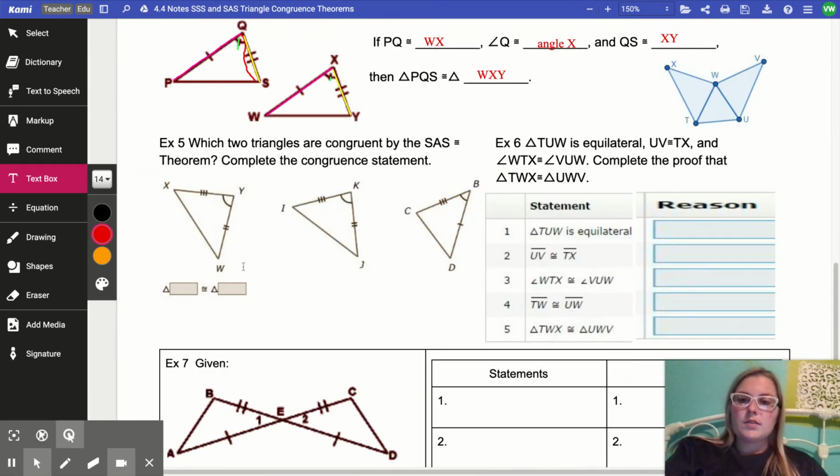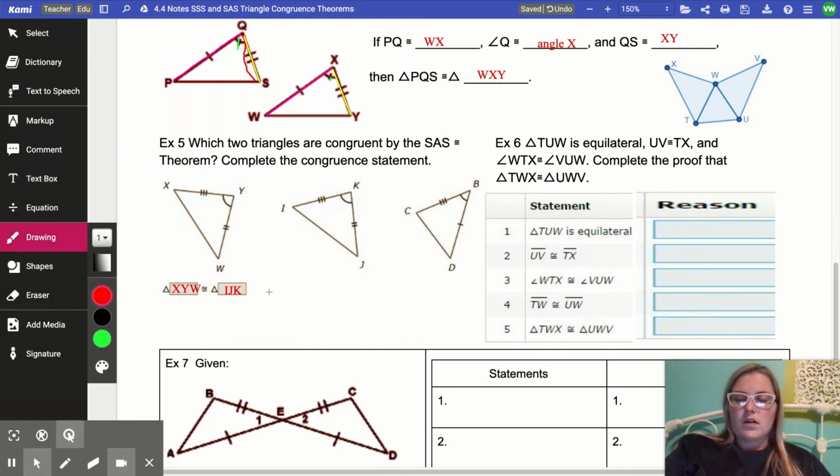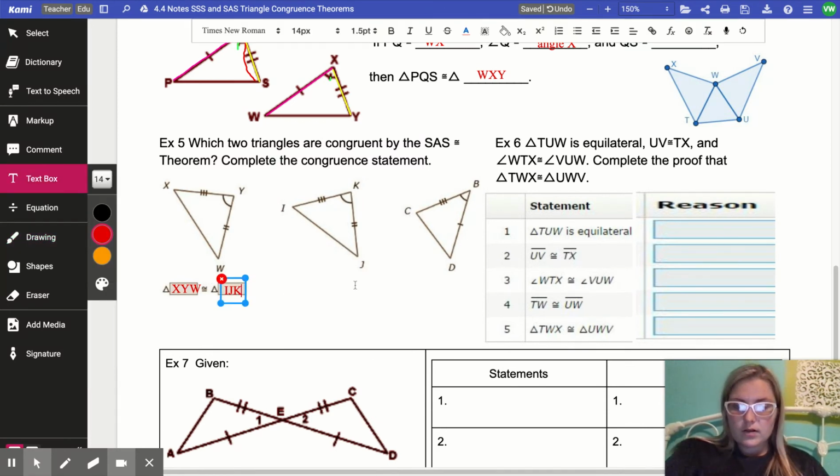Similar to what we did on the front side of the sheet, example 5 is asking us which two triangles are congruent by side, angle, side. So which triangles have two of the same sides and the angle between those two same sides is equal as well. Be careful because I see in all three triangles, they all have one arc mark and the same angle. The triangles that are going to be equal to each other are XYW, and then it should be IKJ. I even messed up there. Let me fix that.